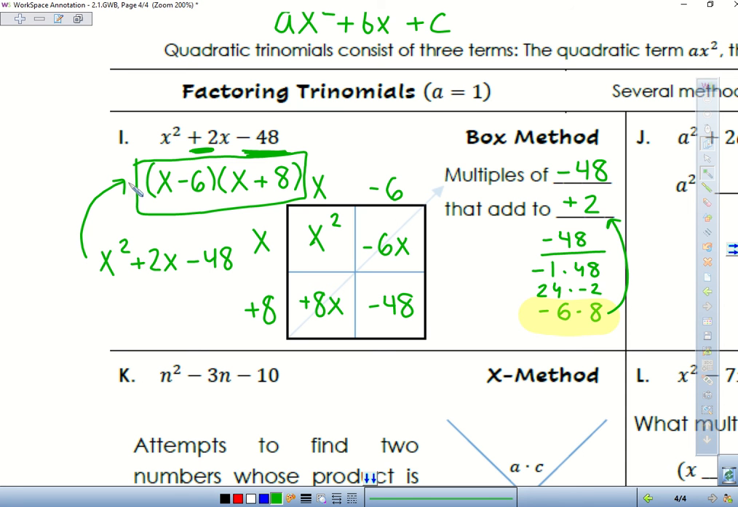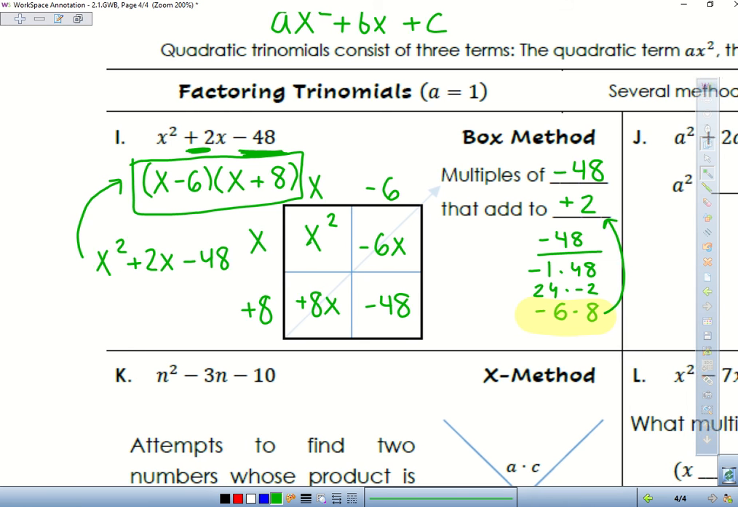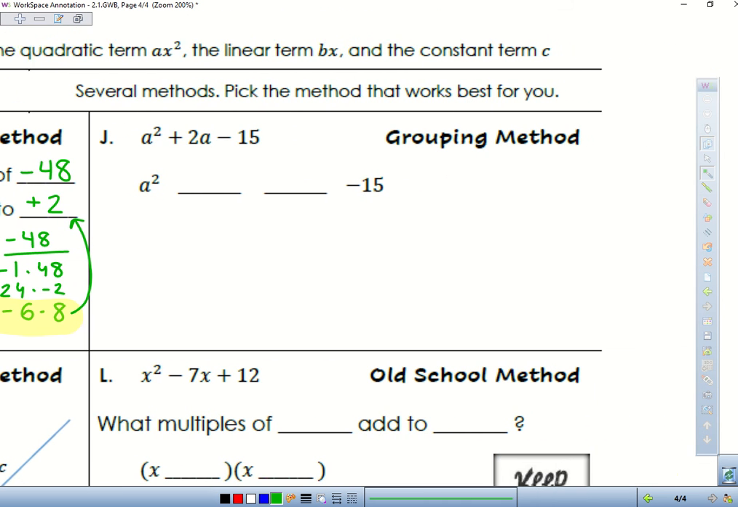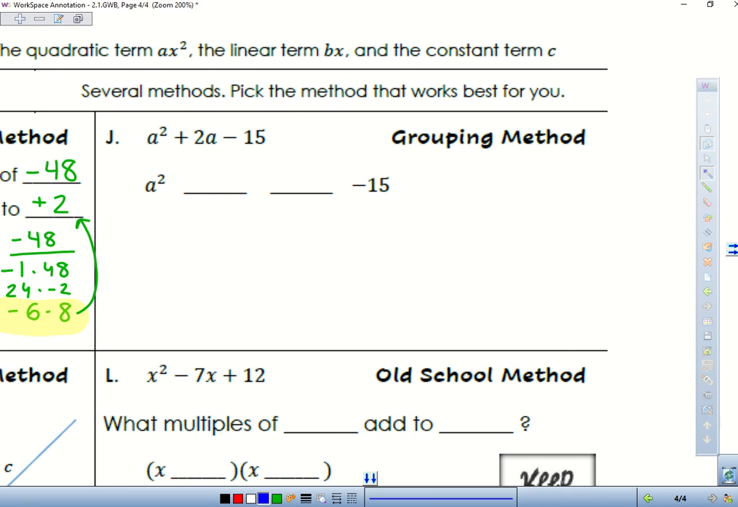Anyone have any questions about that procedure? Okay. Let's go ahead and try the next one. So this is a grouping method of doing this. You don't have to really use this method. I just want to show you how it kind of relates to the last one. What are some numbers that you can multiply together to give you negative 15 that will add up to 2? Good. Negative 3 times positive 5 would add up and give me positive 2, right?